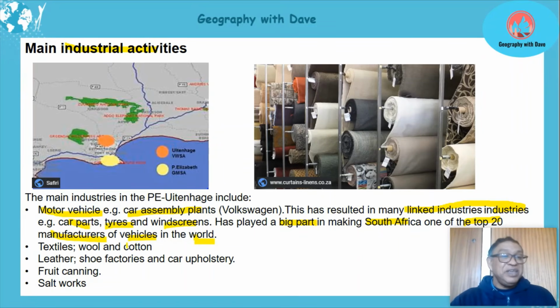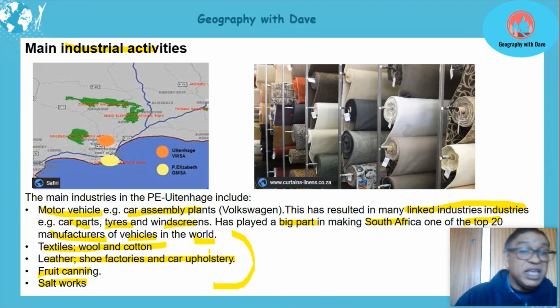Others are textile and cotton, leather and shoe factories, car upholstery, fruit canning, and salt works. Now, obviously, you can see these are other industries, and these industries, learners, have obviously been influenced by the raw materials available in the area. Remember, raw materials play a big part also in determining what sort of industry you will have in an area.